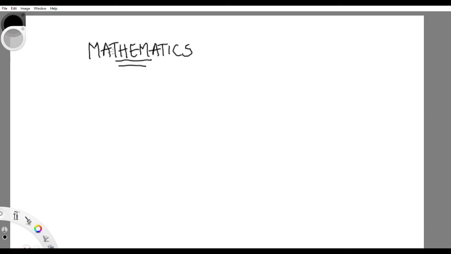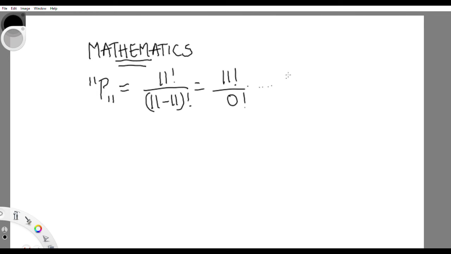We could have said 1 2 3 4 5 6 7 8 9 10 11, 11 permutation 11. Remember, we are still rearranging the whole thing. It's not that we are rearranging it in maybe 4 places or so. We could have said 11 permutation 11, and it goes like 11 factorial over 11 minus 11 factorial, and it is 11 factorial over 0 factorial. 0 factorial is 1, so 11 factorial, whatever it is, is the answer. Yeah, fine, we are correct.